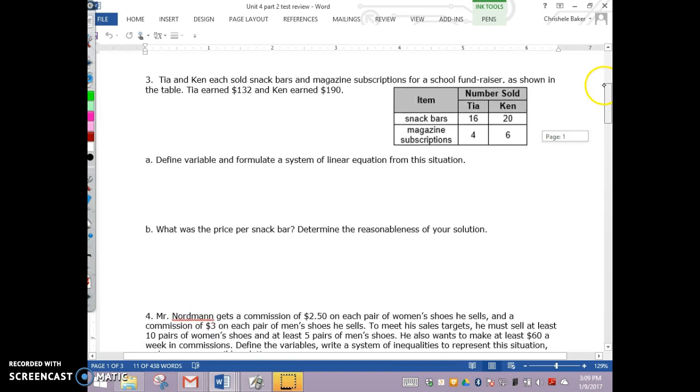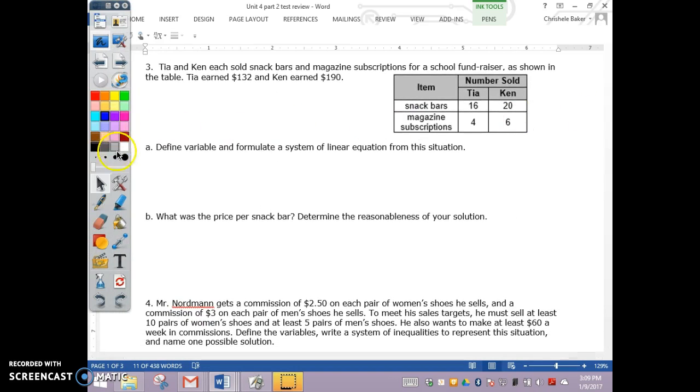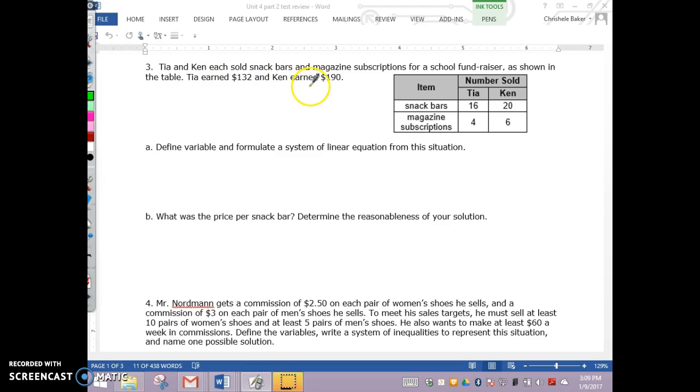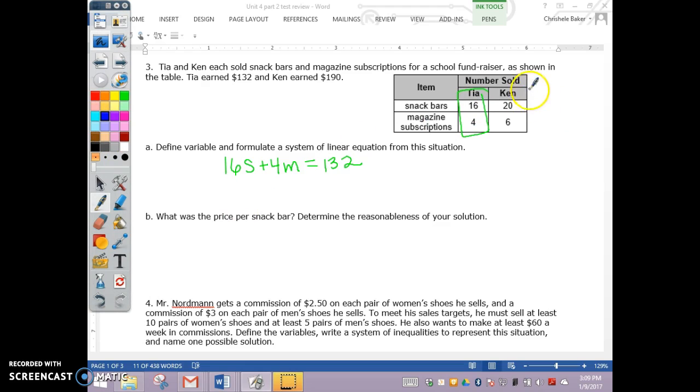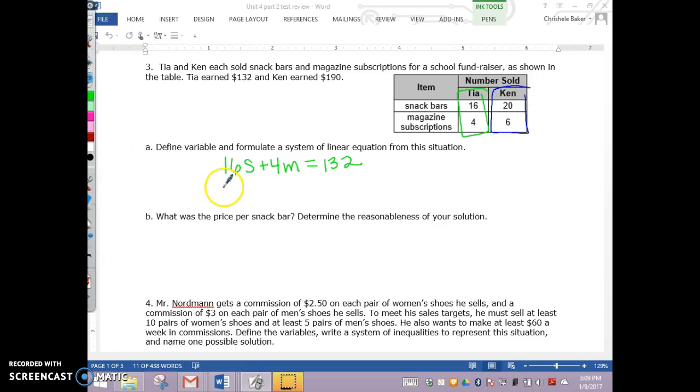Oops. Tia and Ken each sold snack bars and magazines. They earned $132 for Tia and $190 for Ken. So Tia, right here, she sold 16 snack bars and 4 magazines, and she got $132. Ken sold 20 snack bars and 6 magazines, and he earned $190.